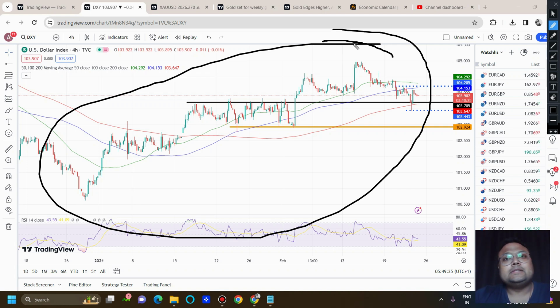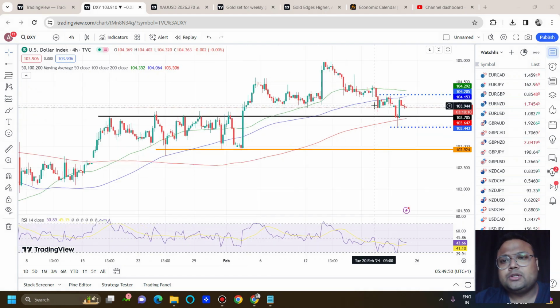And here we can see the same story. Previously, the market was in an uptrend, forming higher highs, higher lows, and here we can see the market broke the previous low, and formed a lower low. And for quite some time, DXY is also forming lower highs. So there is weakness on the dollar.